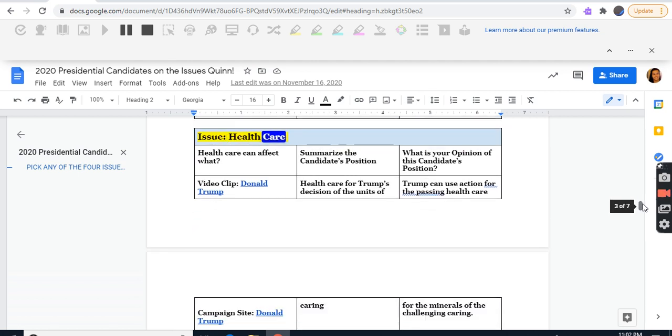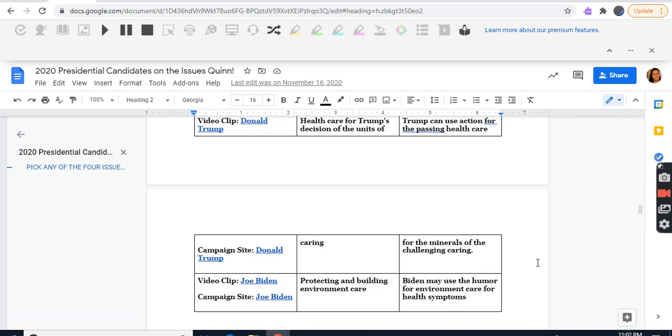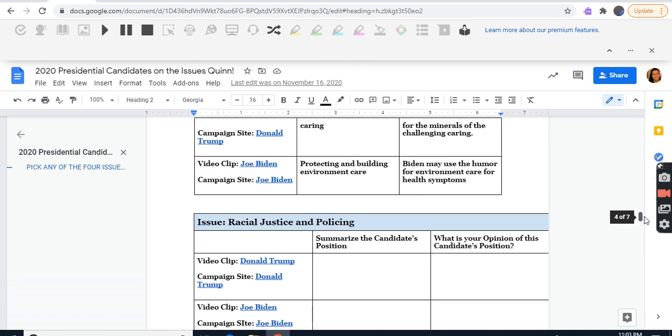Issue. Health care. Health care can affect what? Summarize the candidate's position. What is your opinion of this candidate's position? Video clip. Donald Trump. Health care for Trump's decision of the units of. Trump can use caring action for the passing health care. For the minerals of challenging caring. Protecting and building the environment care. Biden may have used the humor for environment care for health symptoms.